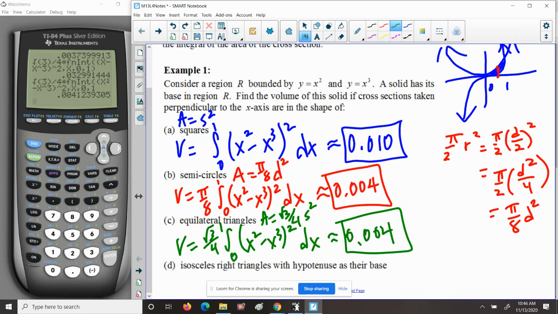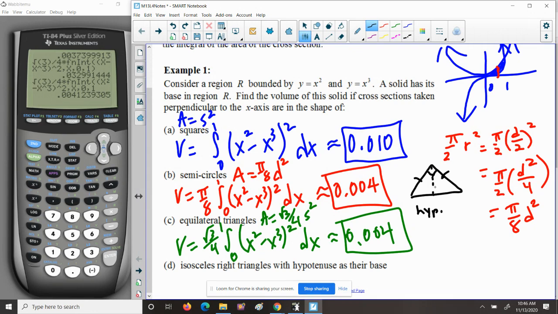Okay, now let's try the last one here. Isosceles right triangles with the hypotenuse as their base. So the first thing we're actually going to need to do is figure out what that equation is. Let's think about it: we've got isosceles right triangles with the hypotenuse as their base. So we have right triangles, these two sides are the same. This is your hypotenuse, which is also your base.